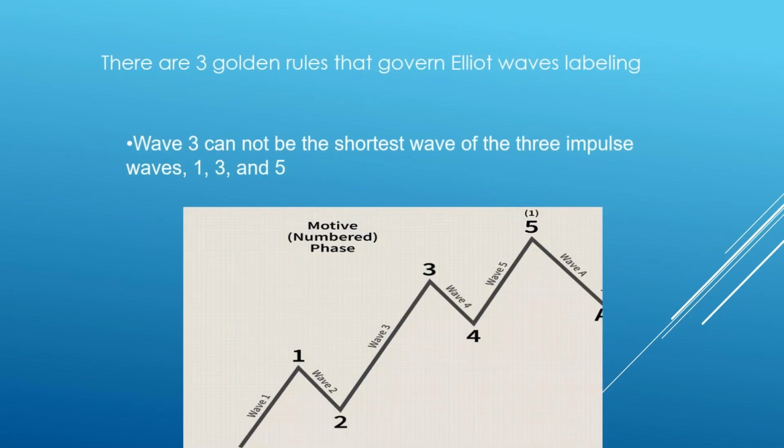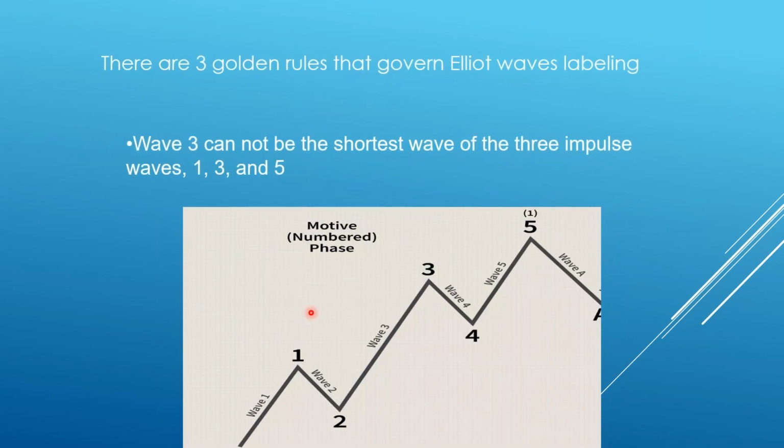These guidelines, these rules are very important because they will make you count in the right direction, because the most common issue with Elliott wave is counting in a wrong way. Okay, so please focus on these rules. This is very important. The first one you remember is wave 2 cannot retrace more than the starting point of wave 1, and wave 3 cannot be the shortest wave of the 3 impulse waves.